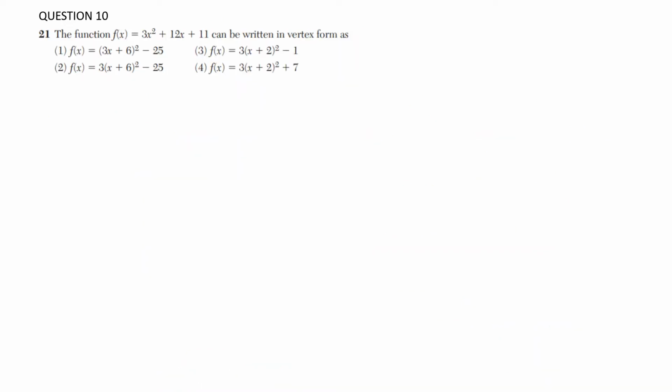All right, question 10. The function f of x equals 3x squared plus 12x plus 11 can be written in vertex form as. So vertex form is what you are seeing over here. It's some f of x equals some x plus or minus some number squared plus some constant. We'll call this c here. We're trying to figure out what these two constants are.